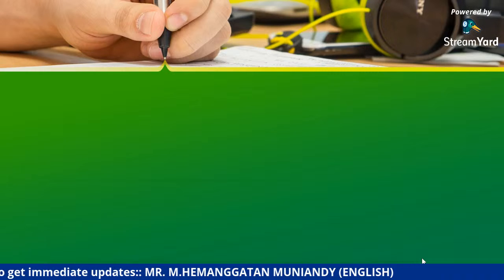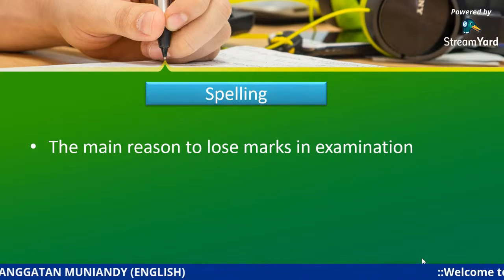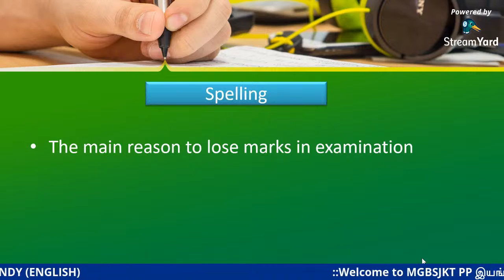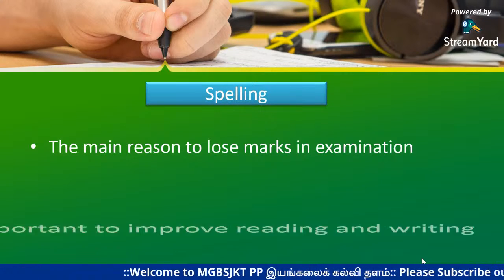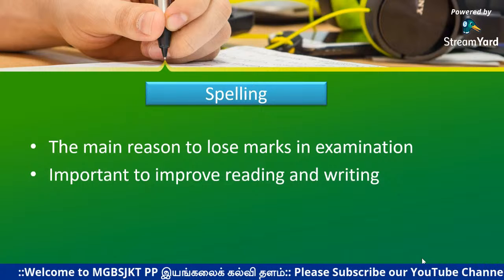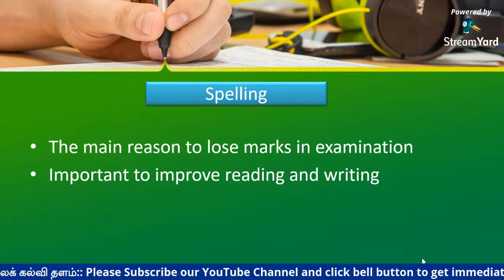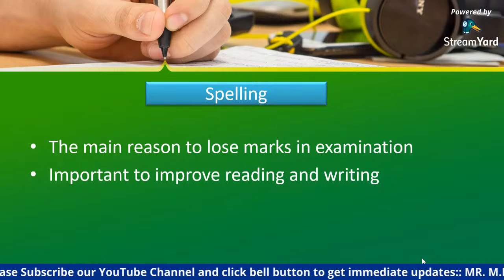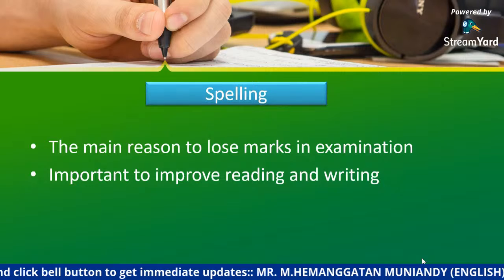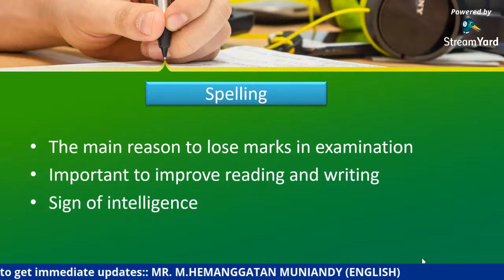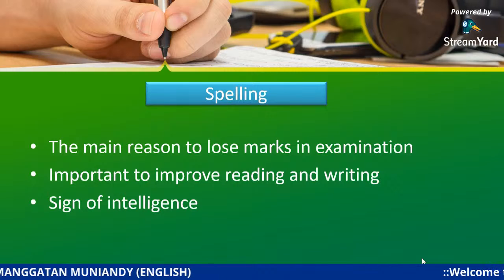Okay, my dear viewers, we move on to another mechanics of writing, which is spelling. Spelling is the main reason for you to lose marks in examination. I don't need to tell this, I'm sure most of you have experience in it. Second category, important to improve reading and writing. Spelling is very much connected with reading and writing, and it is also a sign of intelligence. Do you agree with me?